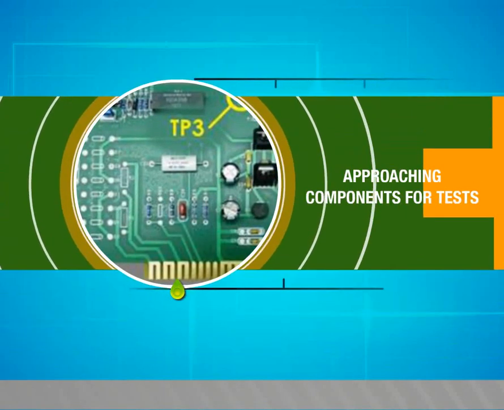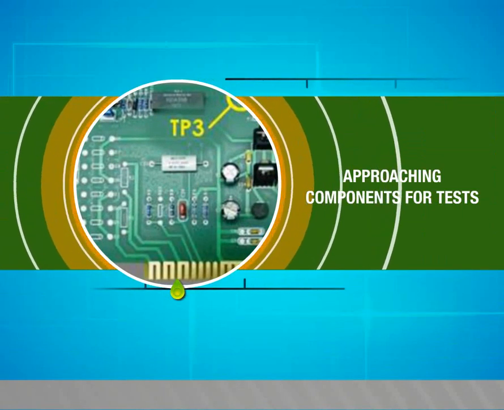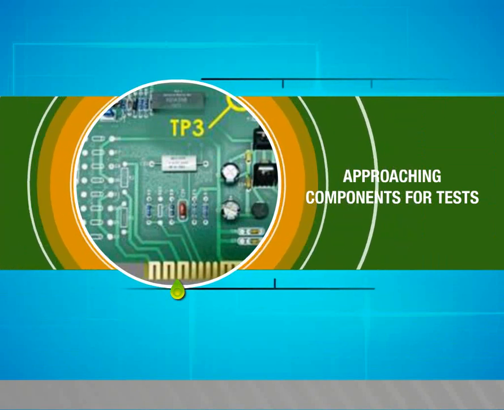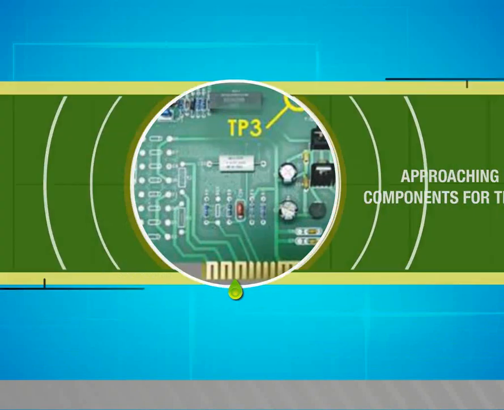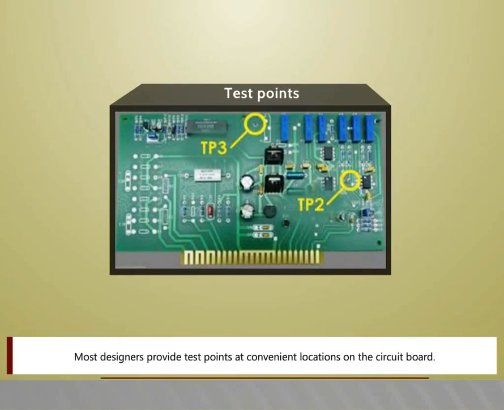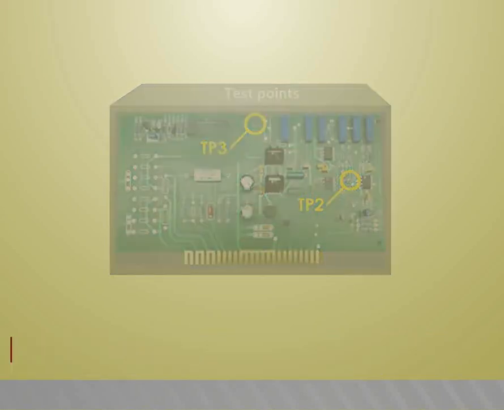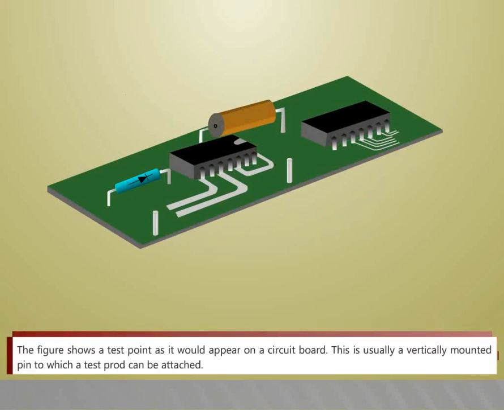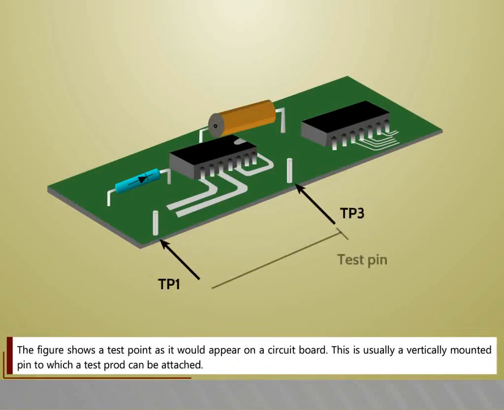Approaching components for test. In this video, we are going to see about approaching components for test. Most designers provide test points at conventional locations on the circuit board. The figure shows a test point as it would appear on a circuit board. This is usually a vertically mounted pin to which a test prod can be attached.